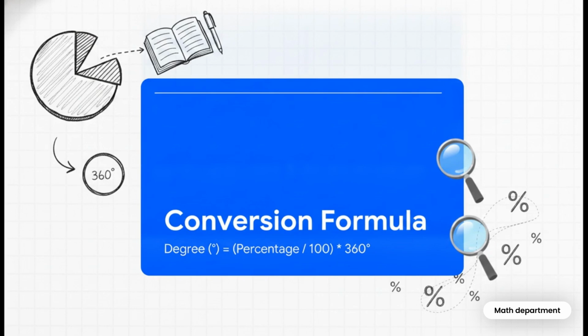This brings us to the golden rule of the lesson, and you'll definitely want to write this down. To find the degree of any slice, you take its percentage, divide it by 100, and then multiply by 360 degrees. Now, why 360? Because a full complete circle is always exactly 360 degrees. And keep in mind, all the percentages of your circular sectors combined must always add up to exactly 100%.